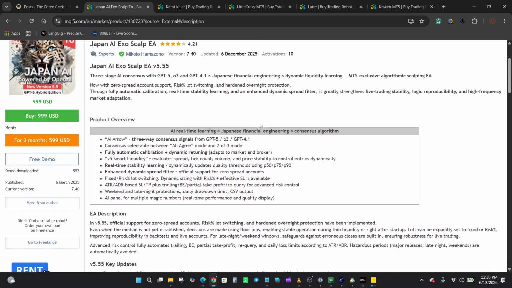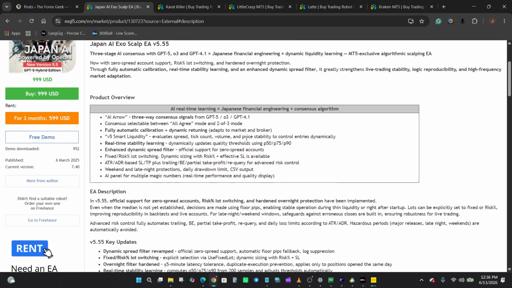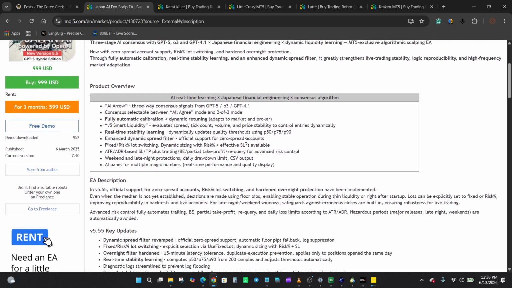Now, moving into the risk and trade management side, the EA supports both fixed lot sizing and risk percent based dynamic sizing. There are also built-in ATR and ADR based calculations for stop loss and take profit, along with trailing stops, break-even logic, and partial take profit management. So these settings give users flexibility in how aggressively or conservatively the EA behaves depending on account setup.